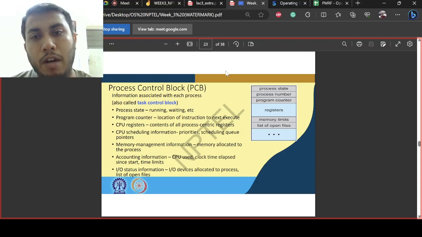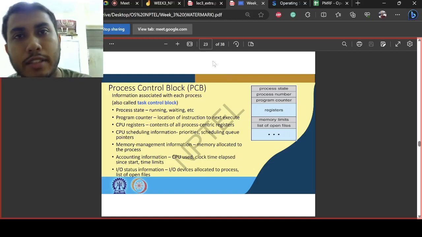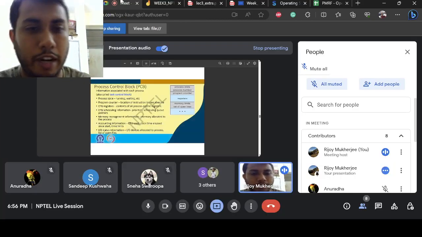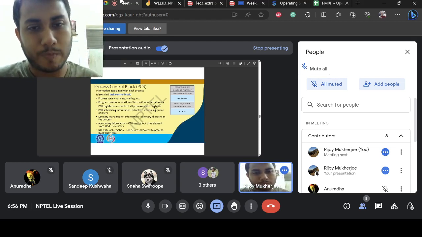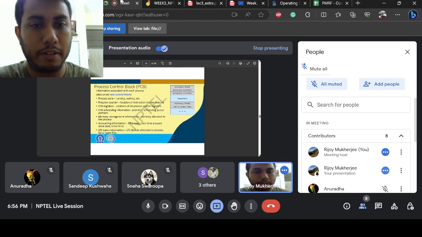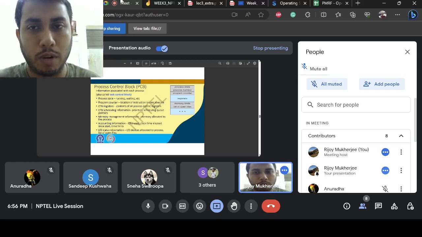Then there is the program counter, the location of the next instruction to execute. As I said, your programs basically consist of specific lines of code that are stored in your main memory. The process needs to get it from that main memory and then execute it one by one. That's why the program counter is required.